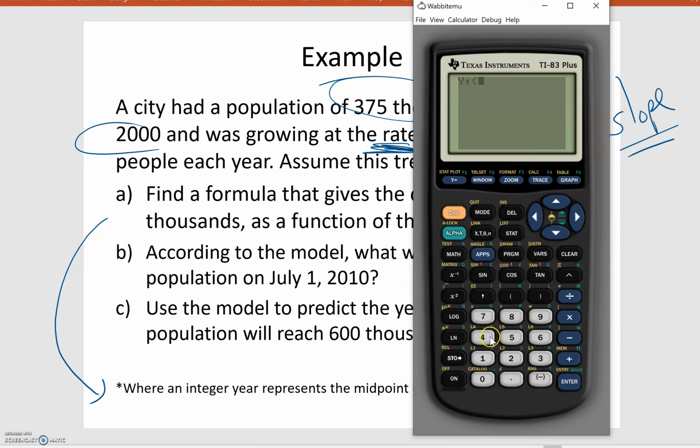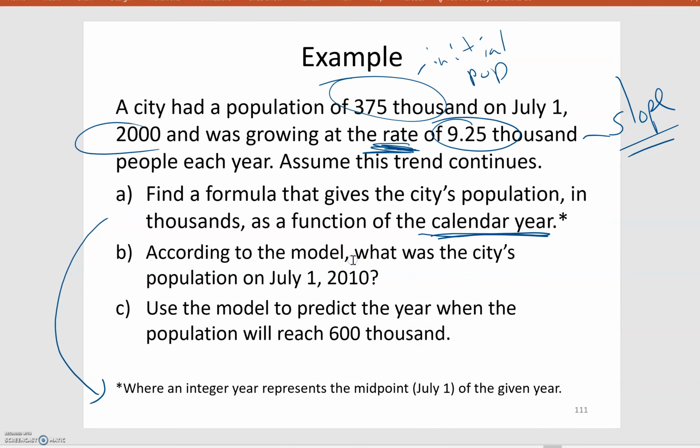Now be careful here, don't put in 10. You actually put in 2010 here, because that's the calendar year model. The inputs are actual years. So don't make that mistake. So our output is 467.5 thousand. All right, for part C, use the model to predict the year when the population will reach 600,000.